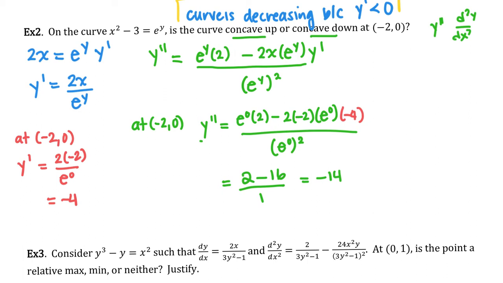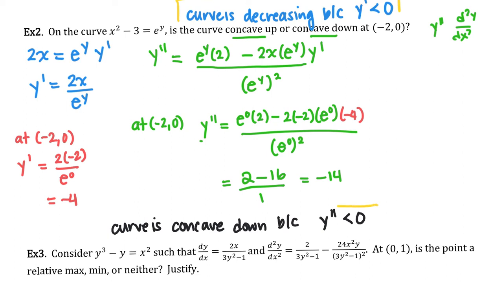I really just care that it's negative. So what is it asking me? It's asking me, is the curve concave up or concave down? Okay, the curve is concave down. If they ask me why, because y double prime is less than 0, or d squared y over dx squared is less than 0.